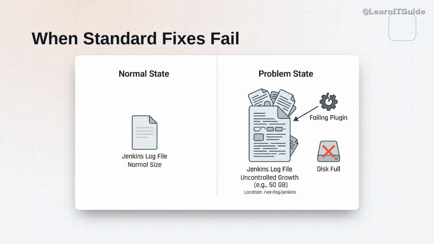What if you have cleared the build history and the workspaces, but the disk is still full? Sometimes the problem is not Jenkins jobs at all. Check the system log directory. If a plugin is failing, it might be writing thousands of lines of errors to the Jenkins log file every minute. I have seen log files grow to 50 gigabytes in just a few days because of a single misconfigured plugin. Check the file size in the system logs folder. If it is massive, rotate the log and investigate the error messages. That is usually where you will find the hidden culprit.